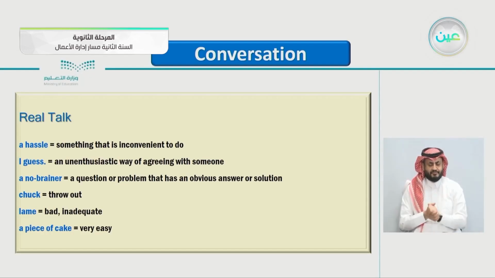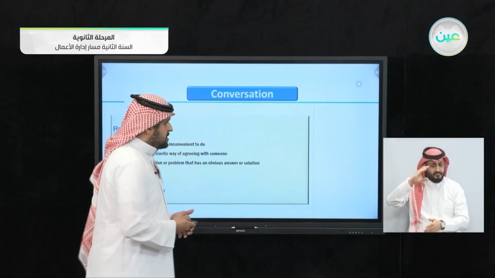A no-brainer, a question or problem that has an obvious answer or solution. So, a question or a problem where the solution is very easy and very obvious. Chuck, as we saw before, means throw out. Lame, bad or inadequate. A piece of cake, very easy. Again, when you describe something as a piece of cake, it means that it's very easy.